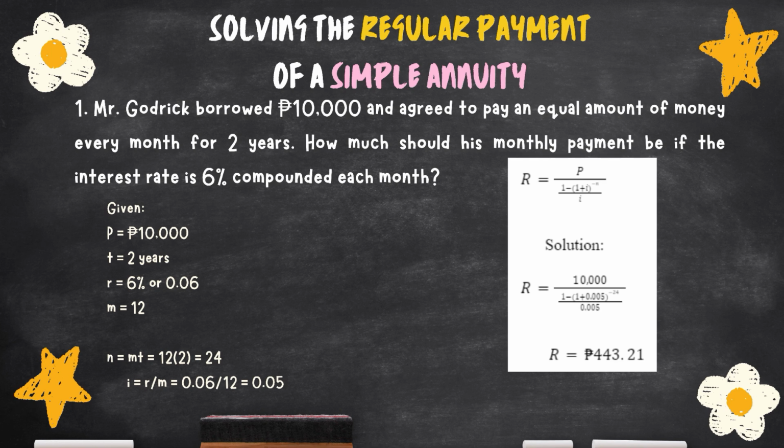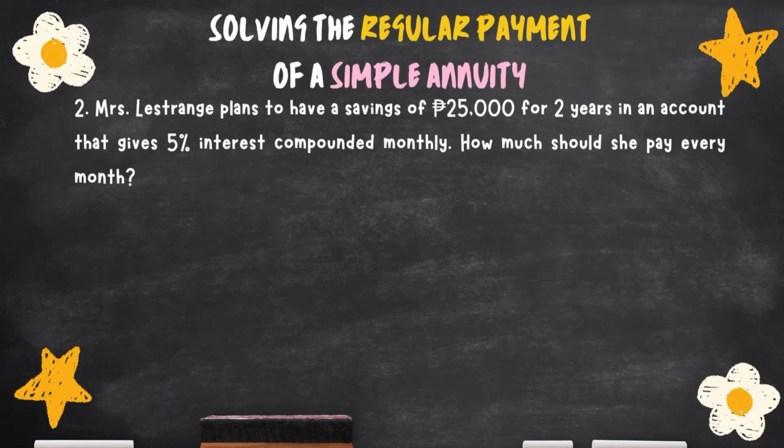And that gives us a regular payment of 443.21 pesos. That means Mr. Godric pays 443.21 pesos monthly. Now let's go to problem number 2.